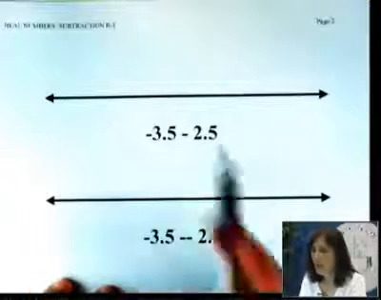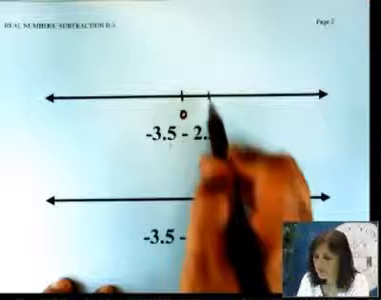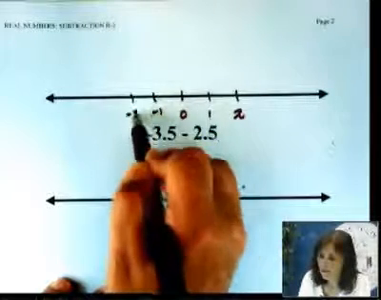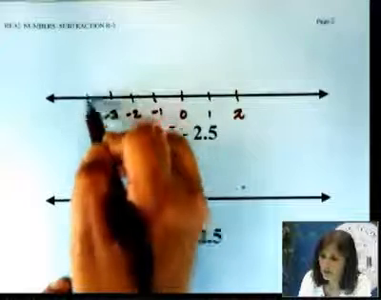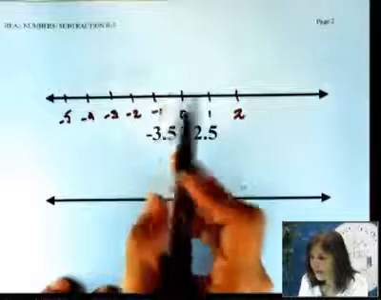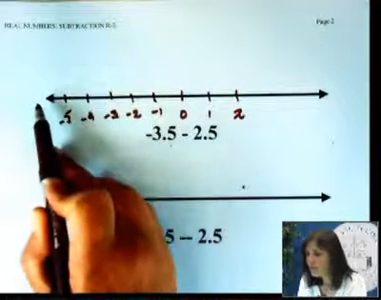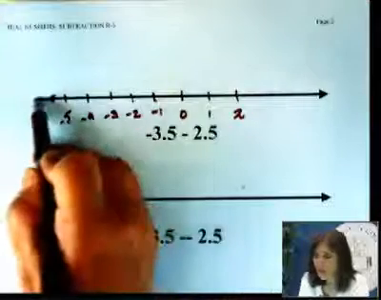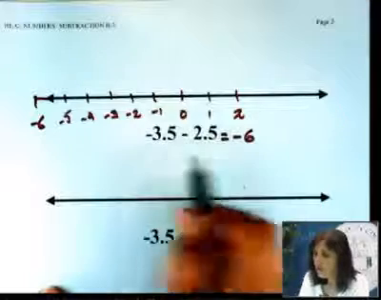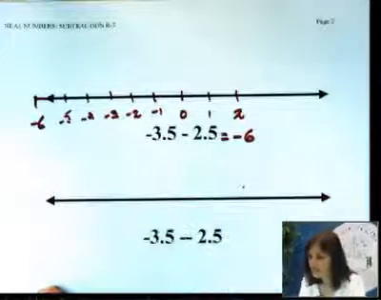What happens when I have two negatives? So I'm subtracting a negative from a negative. And I have a -1, -2, -3, -4, and so forth. So I'm going to go 3.5 steps. I'm around here. I'm going to go another 2.5 steps. That's going to end up with around here, around -6. So I go left 3.5 and another 2.5. I end up with -6.